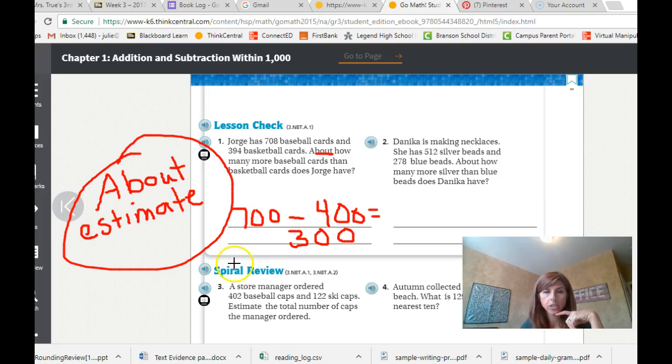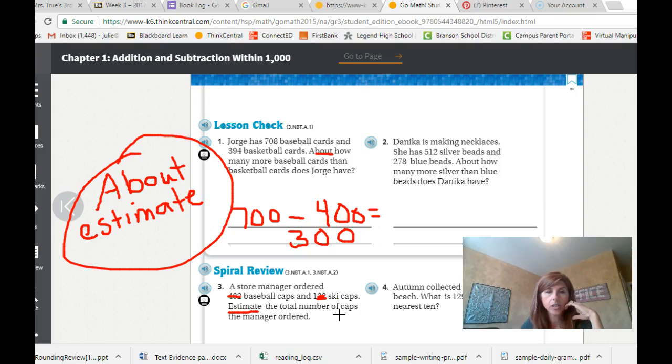Let's take a look at this number 3. A store manager ordered 402 baseball caps. So we're going to take those numbers out and say, a store manager ordered blank baseball caps and blank ski caps. Estimate. Okay, so we have to estimate the total number of caps the manager ordered.